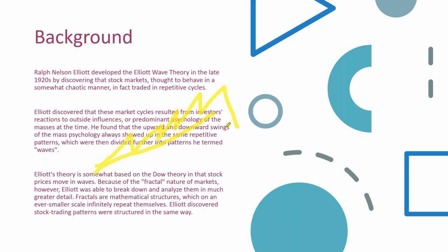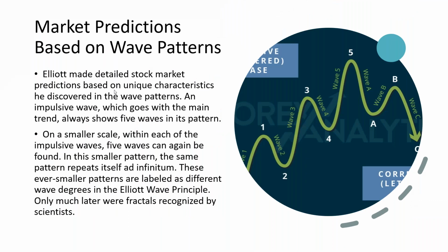But fractals are mathematical structures which, on an even smaller scale, infinitely repeat themselves. Elliott discovered stock trading patterns are structured in the same way. So what Elliott decided to do was find a way, by looking at price and price movement, which everybody had access to, to take into account all that random information that was coming to different people in different markets at different times. And between Elliott and Dow, we had a whole new way of looking at markets.